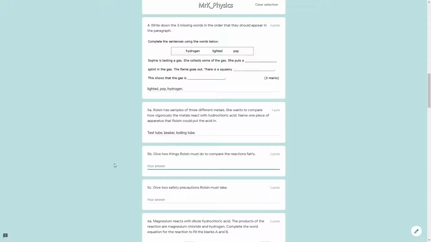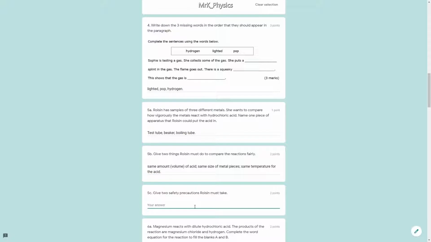Give 2 things that Roisin must do to compare the reactions fairly. So there's a choice of things here. There are 2 things, but the ones essentially within the mark scheme of making sure that you can do this as a fair test is to have the same amount, or you may have chosen there the word volume, which is perhaps even better, of acid. You could say the same size, or again volume, of metal pieces, and another option that you could have had there is the same temperature for the acid.